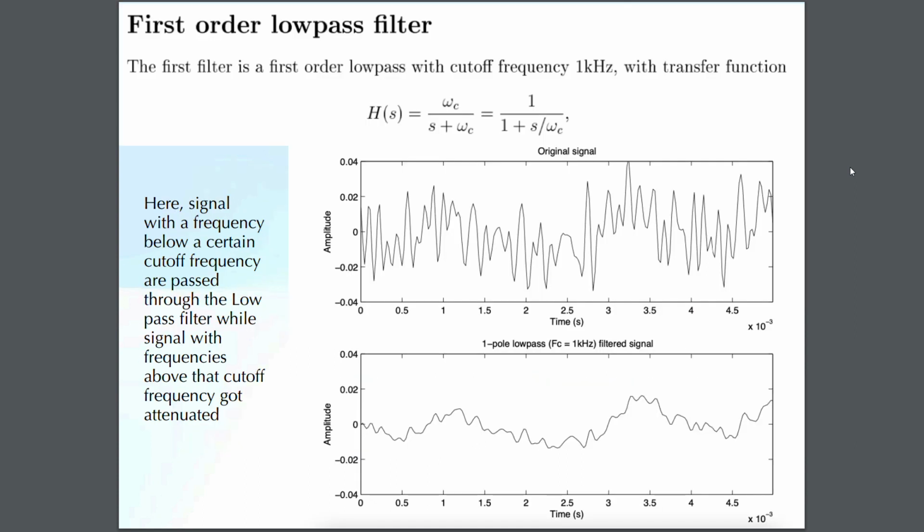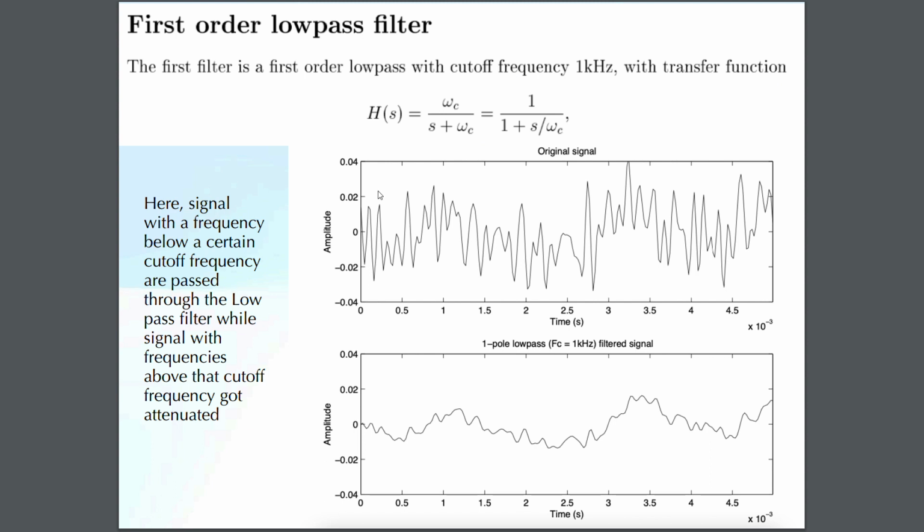Now this is the first order low pass filter, and here we are setting the cutoff frequency to 1 kilohertz with a transfer function of omega c by s plus omega c. Here we are taking omega c as common, and what we are left with is 1 by 1 plus s by omega c.